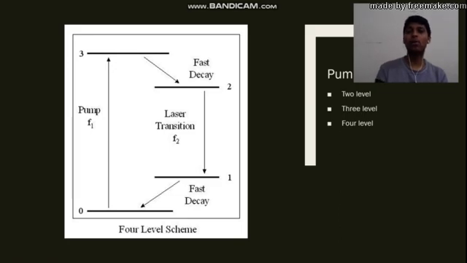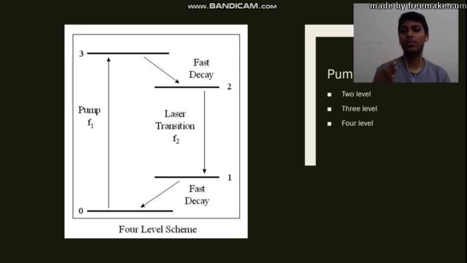Now, talking about pumping schemes. Pumping schemes are the way by which population inversion gradually takes place. There are basically three kinds of pumping schemes: 2 level, 3 level, and 4 level.